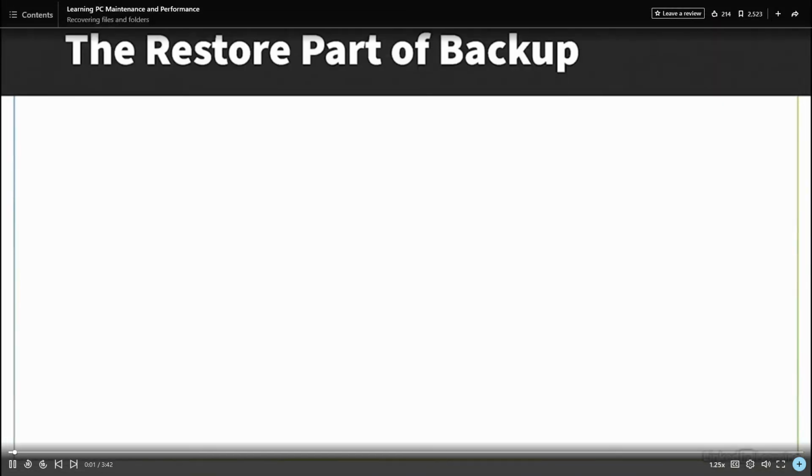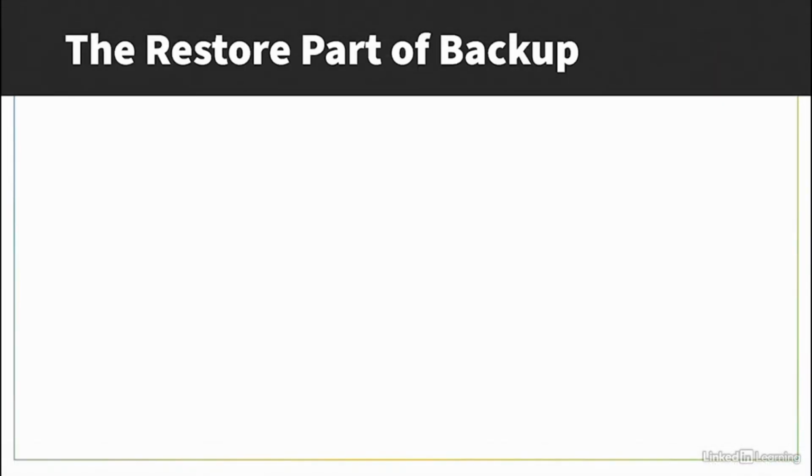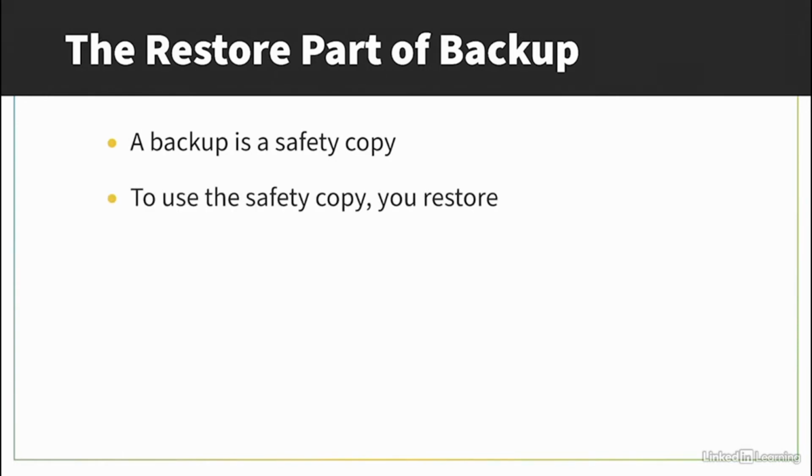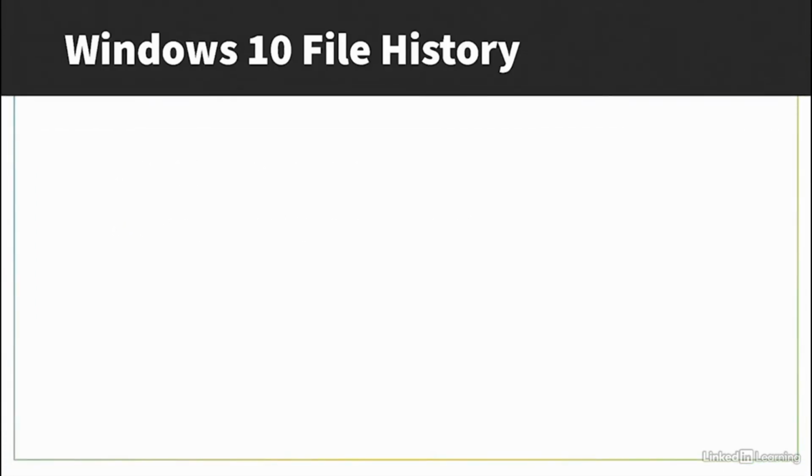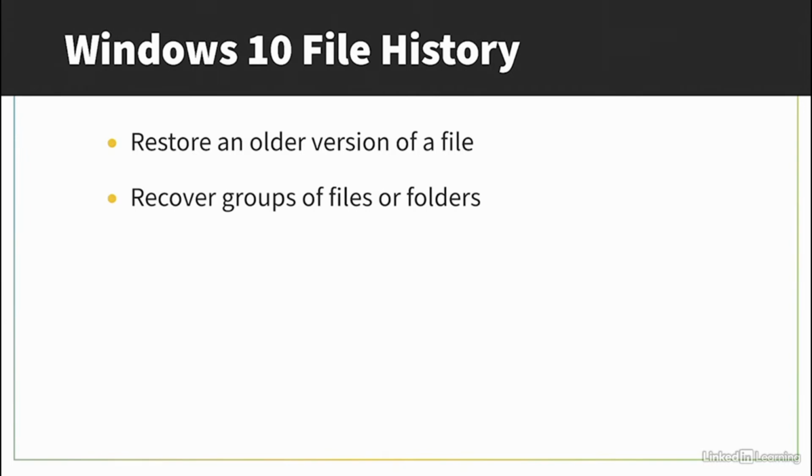Backup means nothing unless you can restore a file from a backup archive. And that's the whole point. The backup is a safety copy. When you need that safety copy, you restore the file from the backup media. The Windows 10 Backup and File History feature provides two ways to recover a group of files or an individual file. You can restore older versions of a file, which is the File History feature in action, or you can recover files and folders that were accidentally deleted and cannot otherwise be recovered.